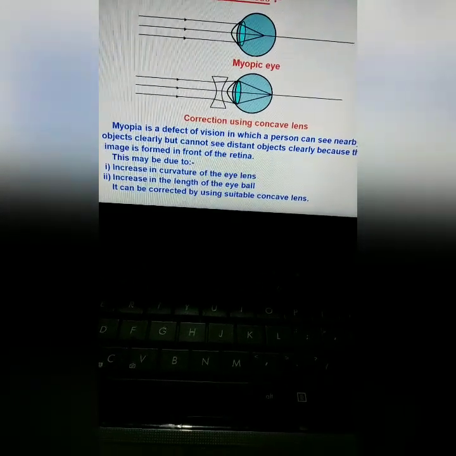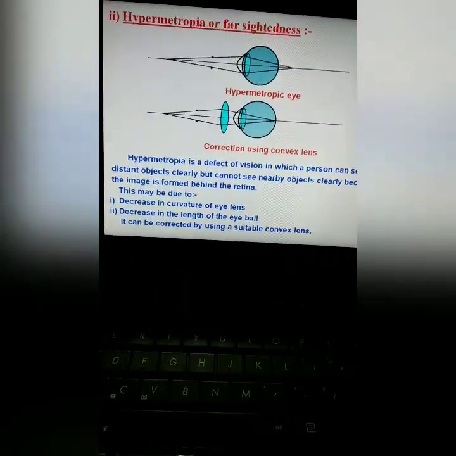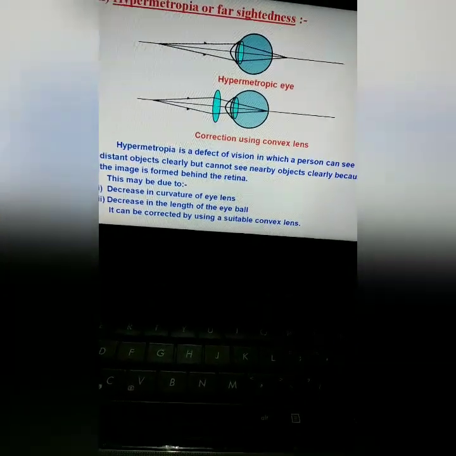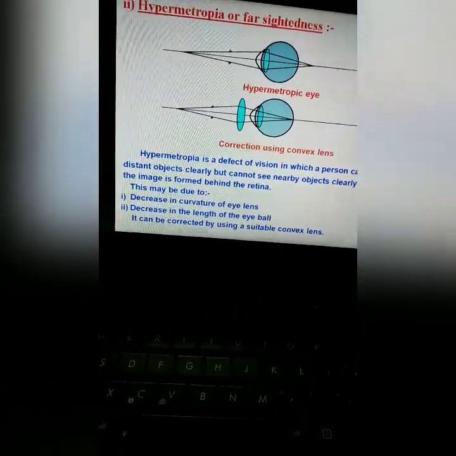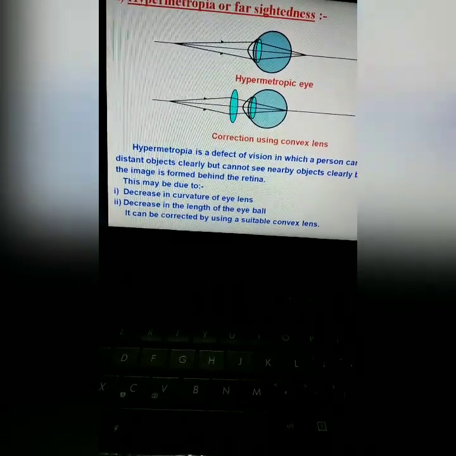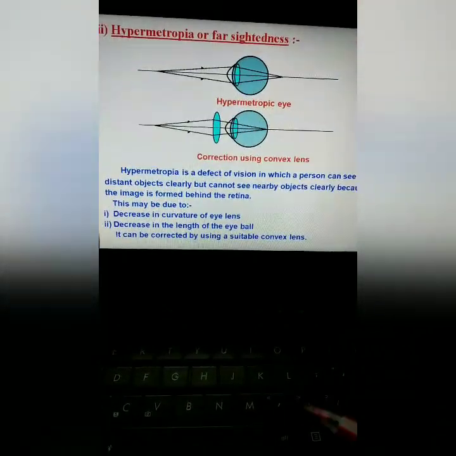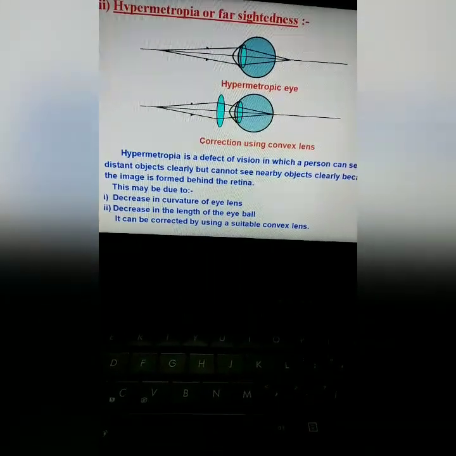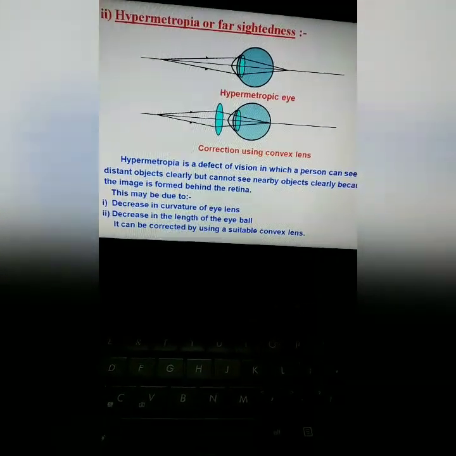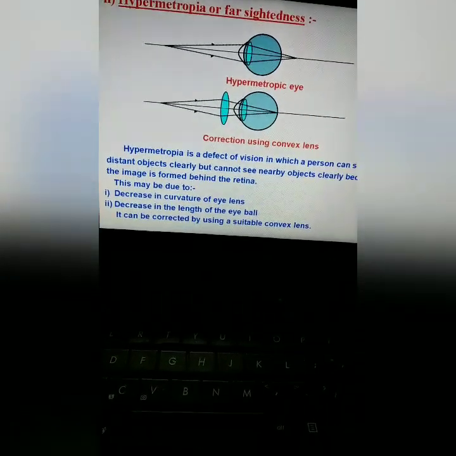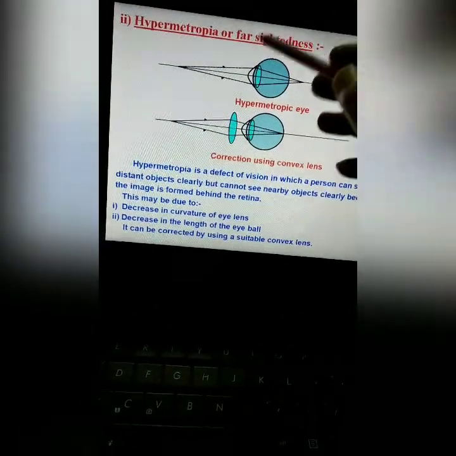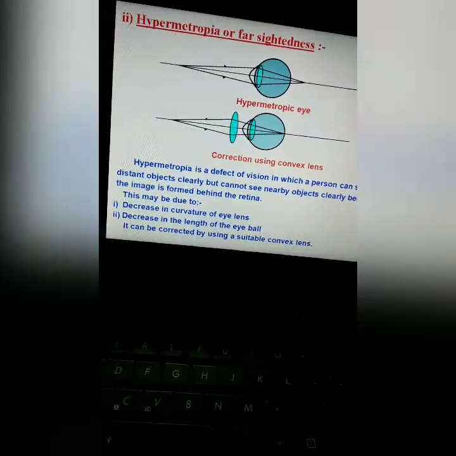Now come to the second defect, which is hypermetropia. The same follows here, it is farsightedness, just the opposite. In this case, persons having the hypermetropia defect have their near point disturbed. Means the near point is 25 centimeter for the normal eye. But if it is increased to like 30 centimeter, 50 centimeter, sometimes 70 centimeter, then it is disturbed. That means the person is suffering from hypermetropia, or farsightedness.